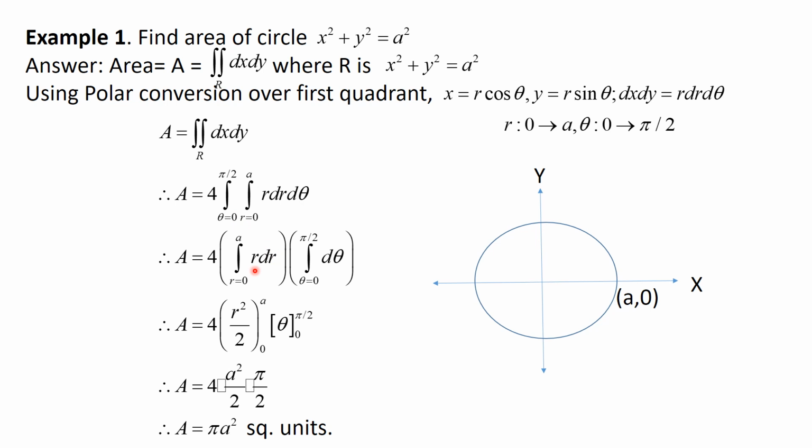So 4, since it is a multiplication of r and theta with constant limits, we can integrate with respect to r from r equal to 0 to a, and theta from the limit 0 to pi by 2. The integral of r is r square by 2, limit 0 to a, and the integral of d theta is theta from 0 to pi by 2. Substituting the upper and lower limits, cancellation of 4 gives the area as pi a square, which is the required answer for the area of the circle.